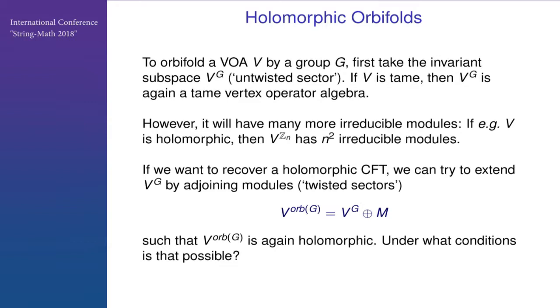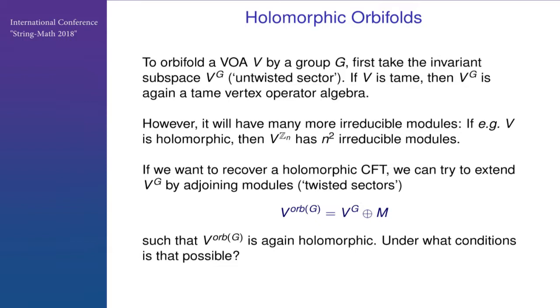So the next step is we actually want to orbifold by this symmetry. We say let's take G to be some automorphism group of the actual vertex operator algebra. Then the first step is the usual step. We're restricting simply to the invariant subspace of the vertex operator algebra, which I'll call V^G. So this is physically the untwisted sector. And then there's a statement, at least for G solvable, that if V is tame, then V^G is again tame as well. But the point is, if V is holomorphic, then V^G is no longer going to be holomorphic.